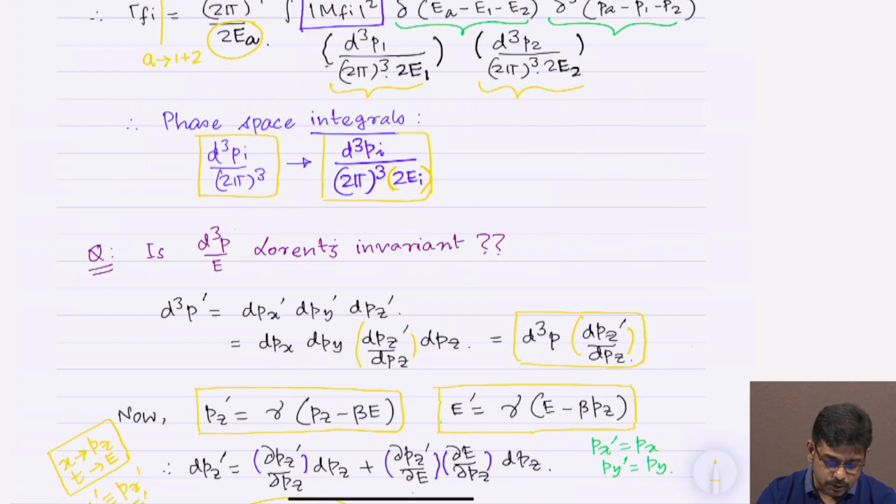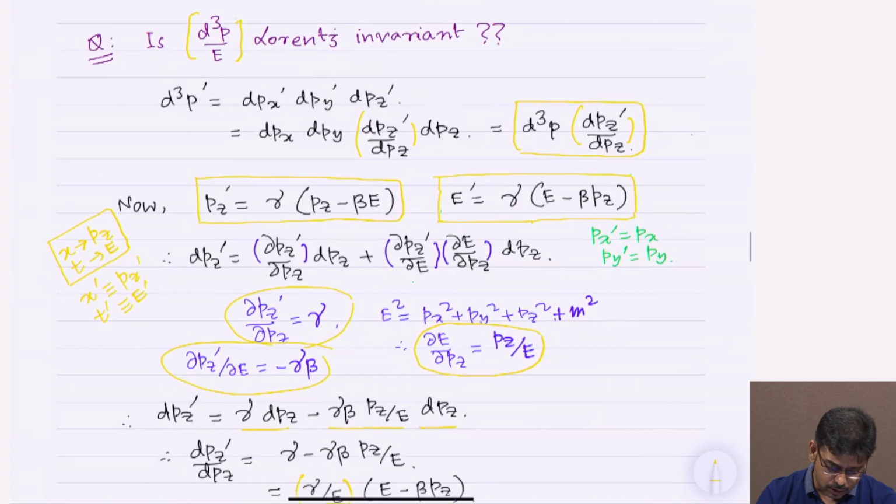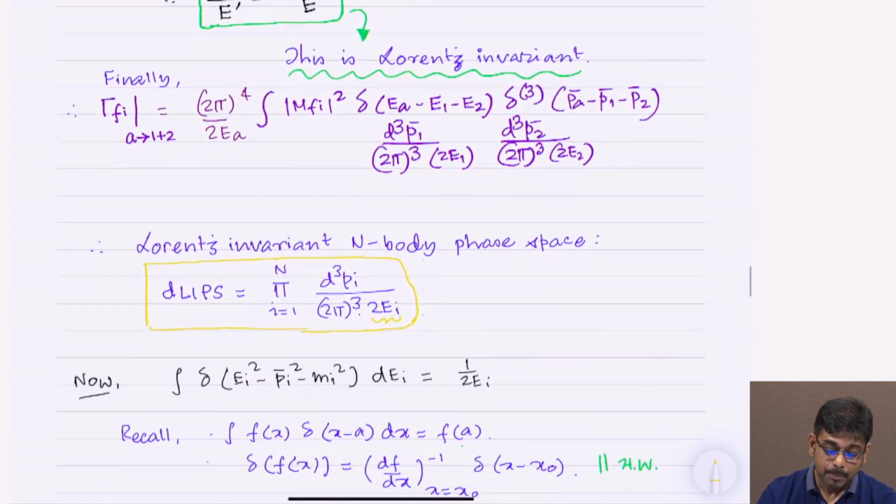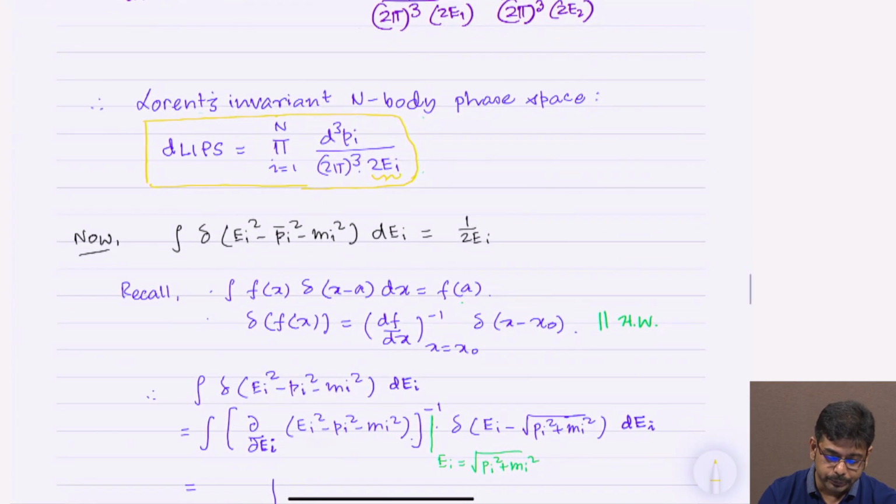And so on and so forth. And then we actually explicitly demonstrated that d cube P by E is Lorentz invariant, but the factor of 2 is still not explained quite nicely. But we will show you now through this exercise that there is a nice reason why this factor of 1 by 2 Ei is coming.